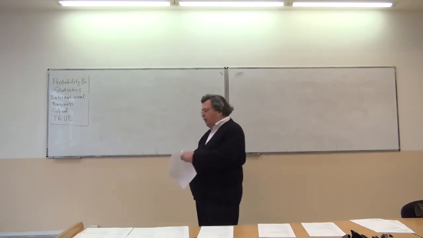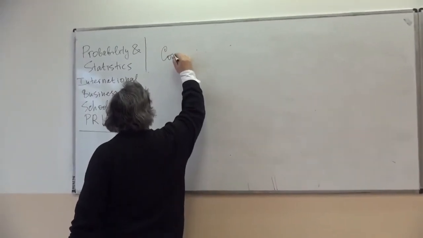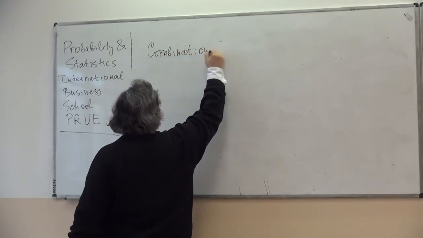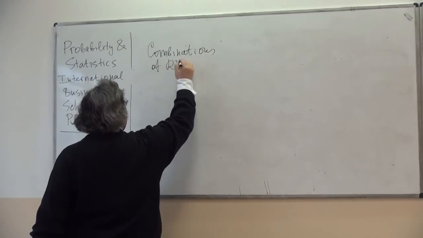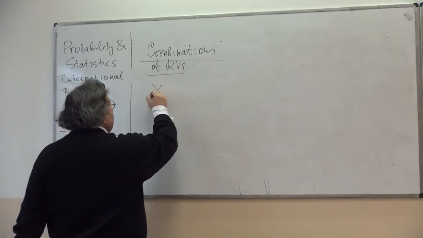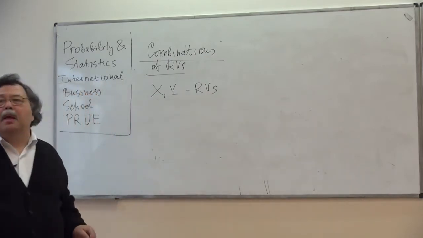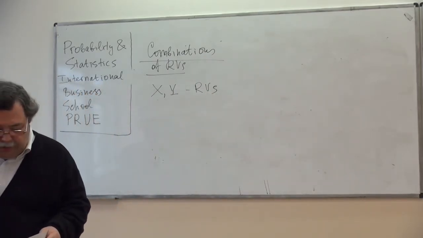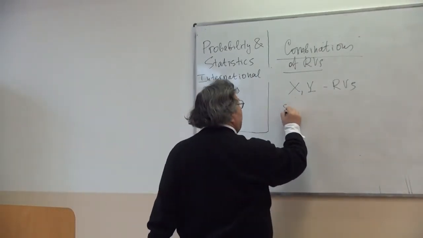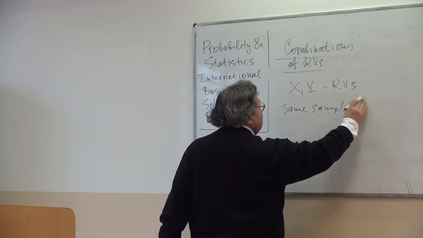Okay, combinations of random variables. All right, suppose X and Y are random variables. And these random variables are associated with the same sample space. So it's the same sample space.